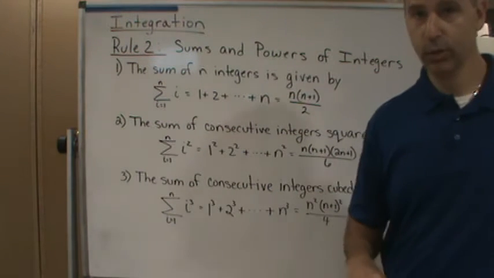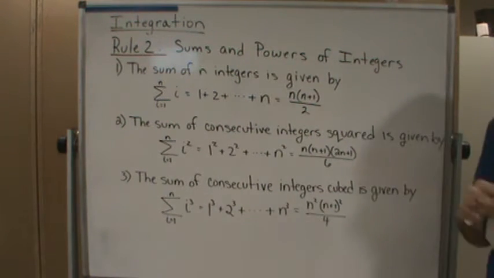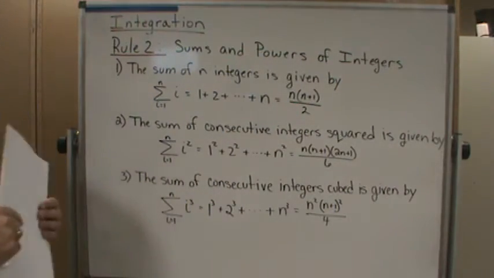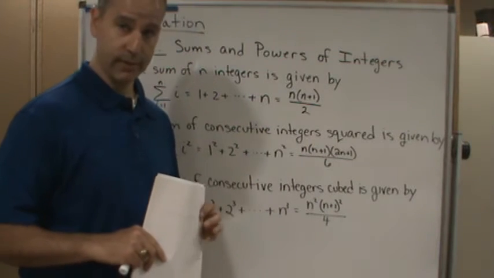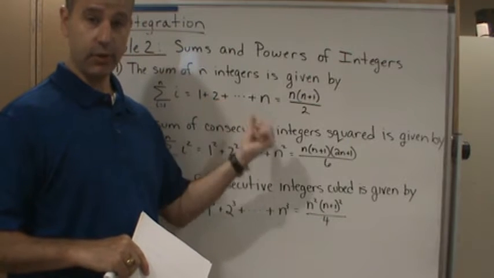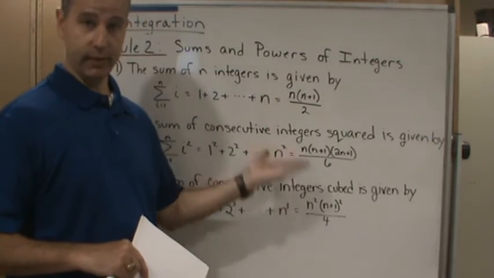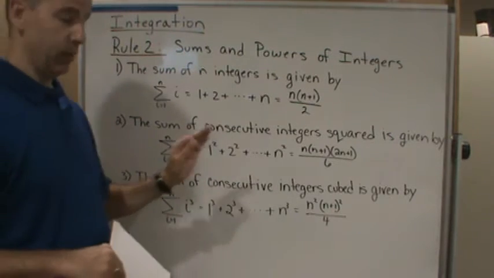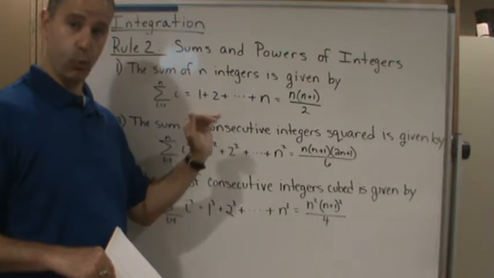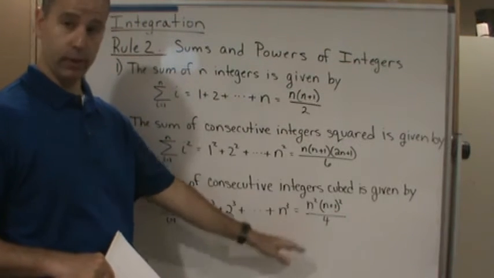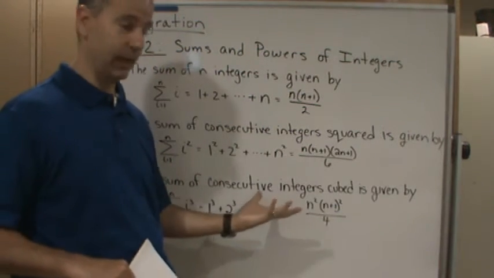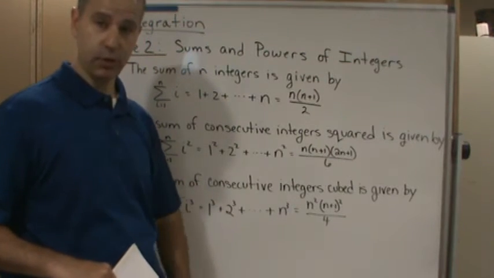Okay, so welcome back, and now we're going to go on to rule number 2. So this has to deal with sums and powers of integers. These come up quite a bit, so you want to memorize these because situations come up where you're going to deal with these three. If you memorize these formulas, it'll make your life a lot easier because you'll recognize the sum and you'll be able to write the formula and get the sum very quickly, as opposed to deriving these. You can derive them, but it's much easier to memorize them.